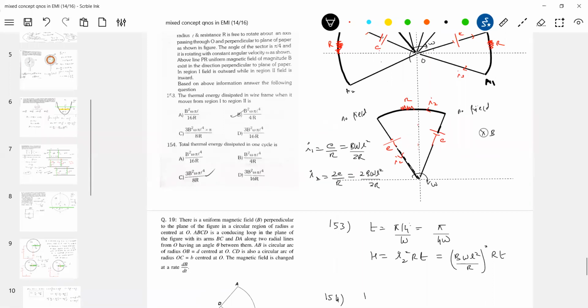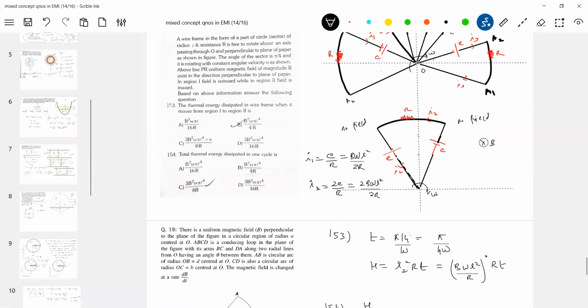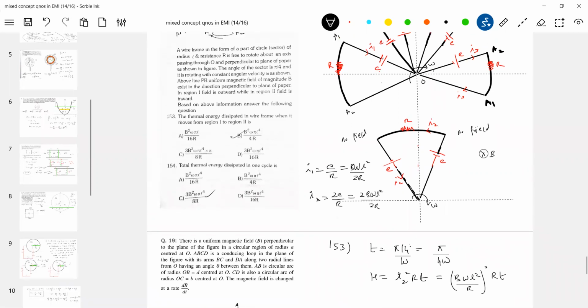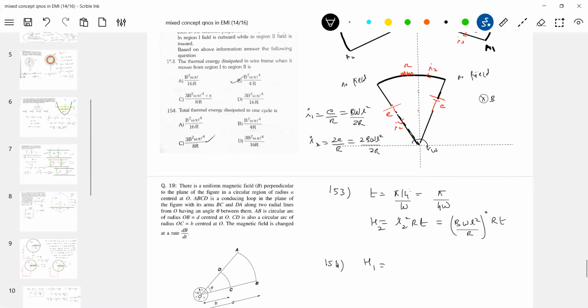so I'll calculate. I'll do one thing. I'll call this H2. Now heat generated here, let it be H1. This be H3. How to calculate H1, H3? H1, H3 should be equal to I1 square R into, say, let this be time T2. T1 as well. So what is the T1 again? You can write the same, pi by 4 omega. This is also equal to T3.